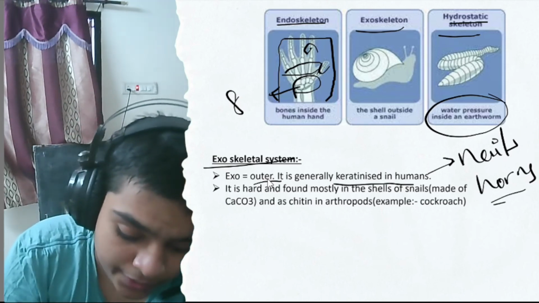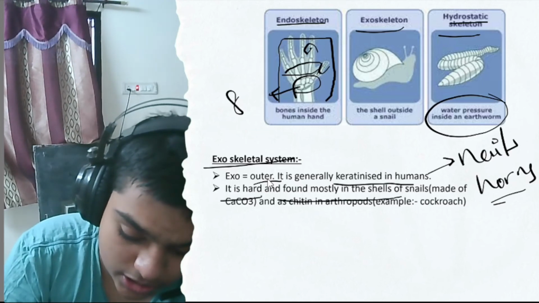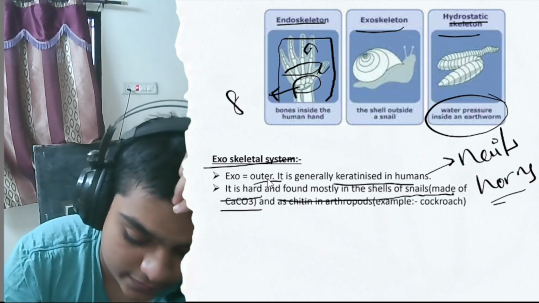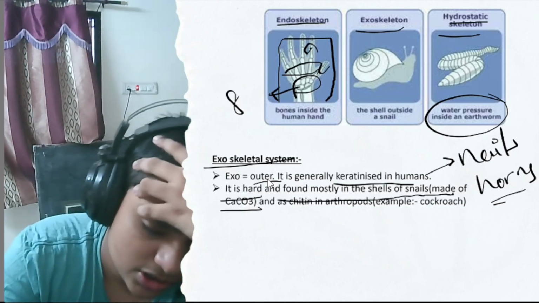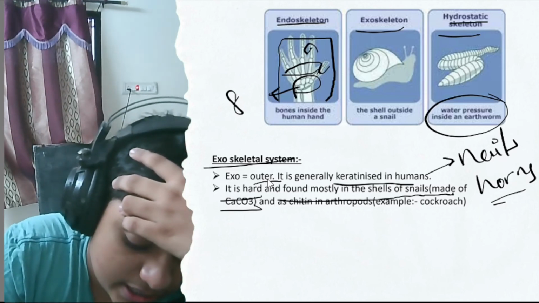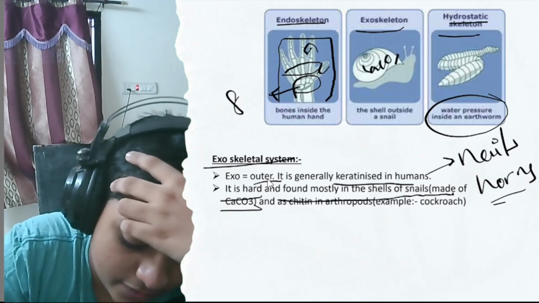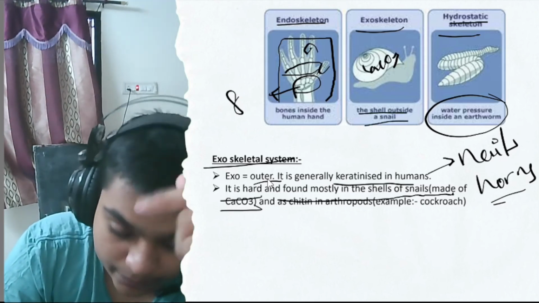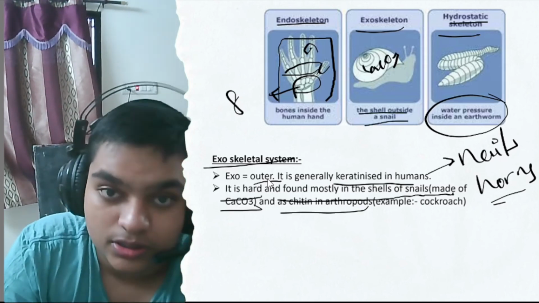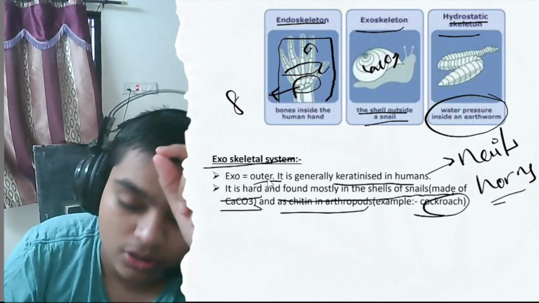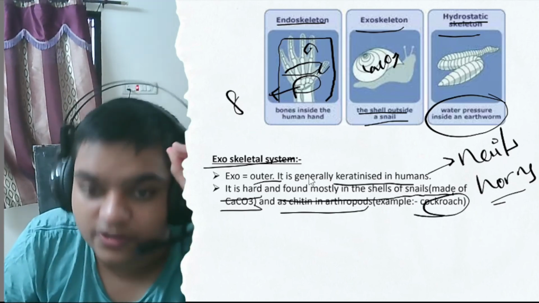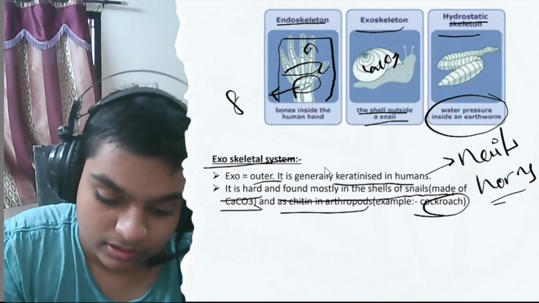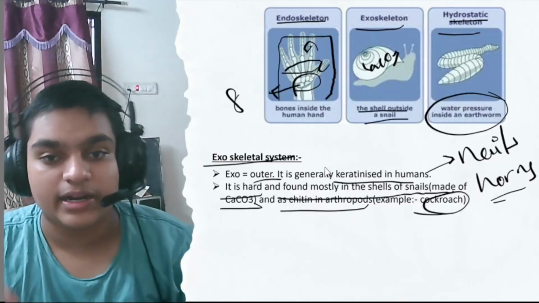Okay, now it is hard, found mostly in shells of snails made up of CaCO3, calcium carbonate. This is the CaCO3 shell of the snail, the outside shell. Now chitin in arthropods. For example, a cockroach has an exoskeleton made up of chitin.